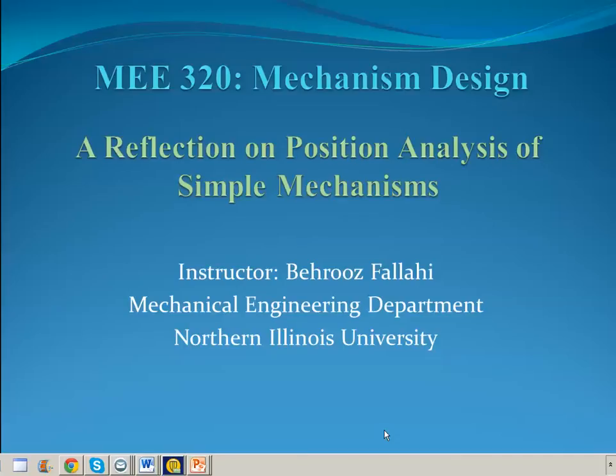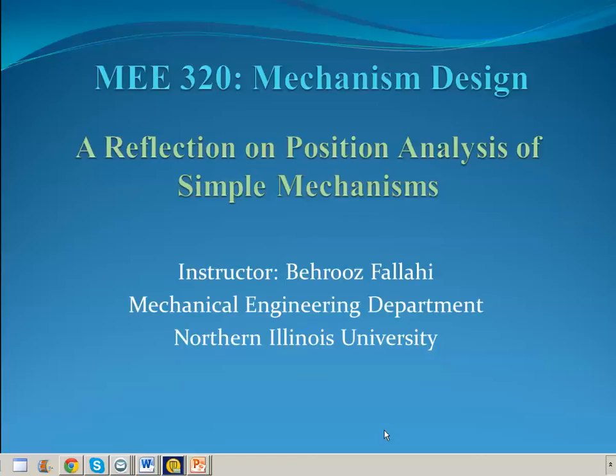We have discussed the analysis of simple mechanisms. They are a four-bar mechanism, a slider crank mechanism, and inverted slider crank mechanism type 1 and type 2. In this video, I would like to bring to your attention the mathematical structure that the loop equation of these simple mechanisms reduces to.